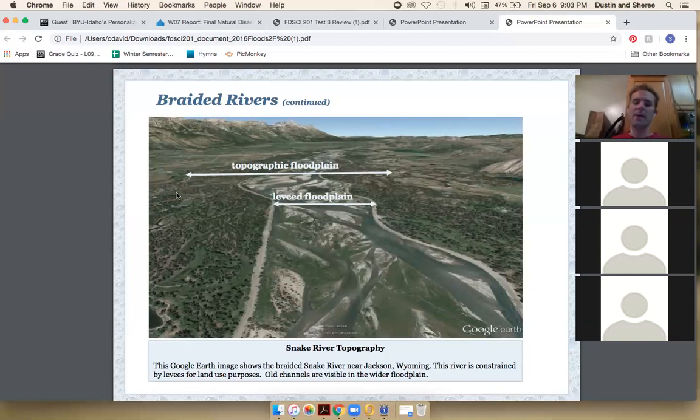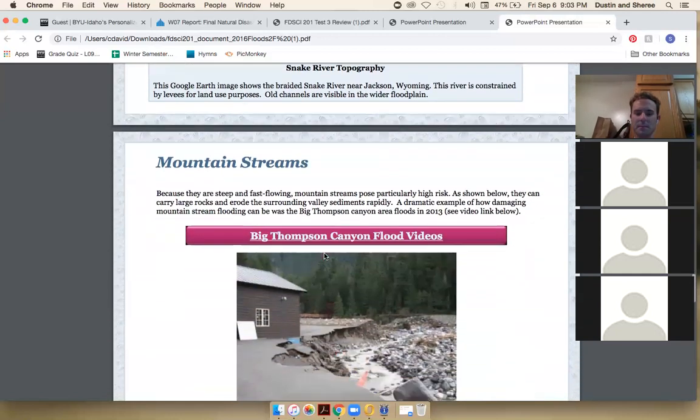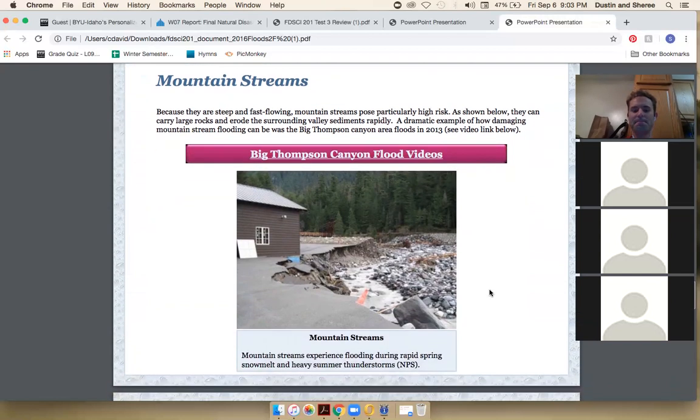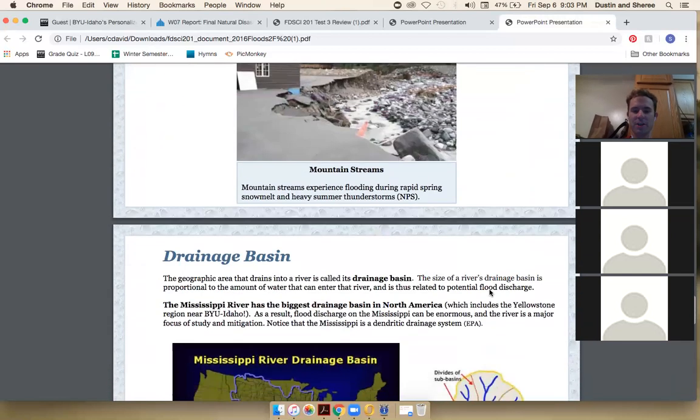This is the Snake River near Jackson, Wyoming. Then you've got what are called mountain streams. These are extremely fast flowing, steep gradient. This is like the Big Thompson Canyon case study flood that you guys read. So these are very high gradient. These are the roaring rapids that people like to go whitewater rafting down. You know, very high energy.